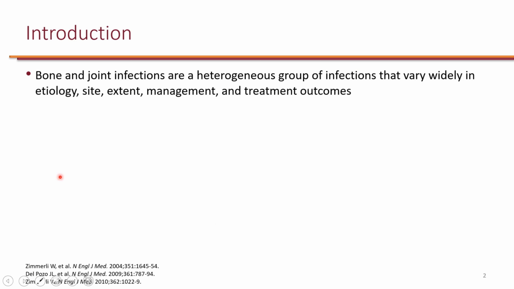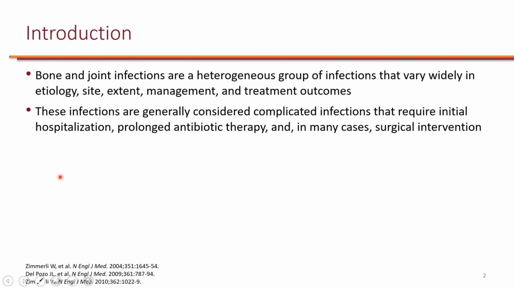Bone and joint infections are a group of infections that affect various bones as well as joints, and occasionally if there is a hardware in place of a joint. These infections are generally complicated and often require hospitalization as well as long-term antibiotics, sometimes even lifetime antibiotic therapy to suppress the infection. Surgical interventions are key in source management.